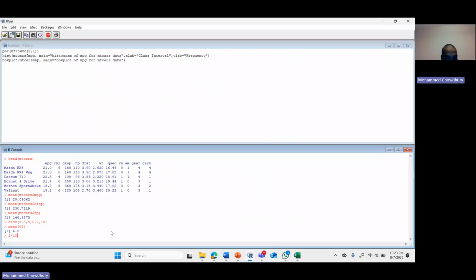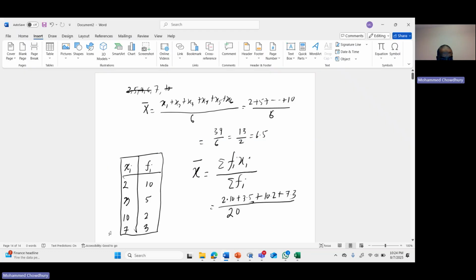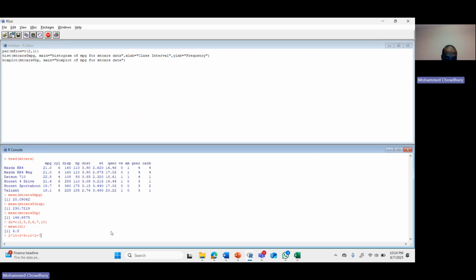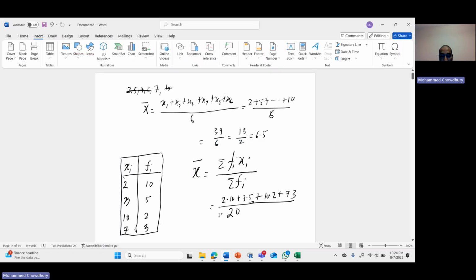2 times 10 plus, where is that? 2 times 10 is 3 times 5, 3 times 5 plus 10 times 2 plus 7 times 3, 7 times 3. And then if I want to divide it, then it should be division by 20. And this is the answer, 3.8. This is the way you can find the answer.